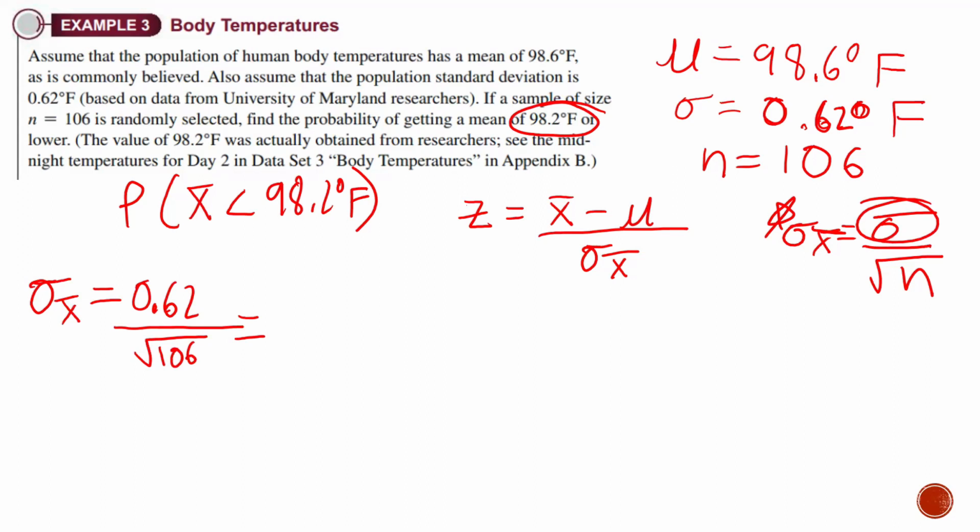I'll start this out. You do this, you will get approximately, close enough to 0.060. Now you have everything that you need for this formula. You can easily find a z value.